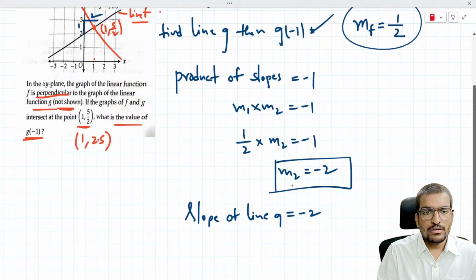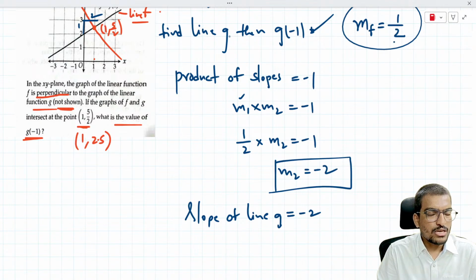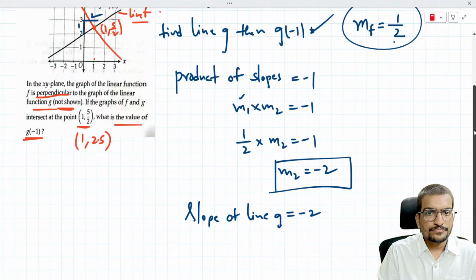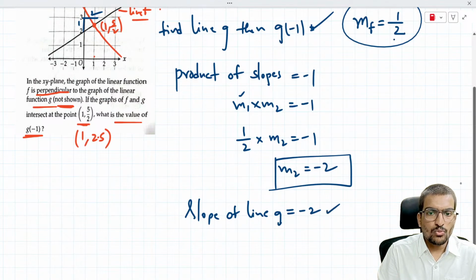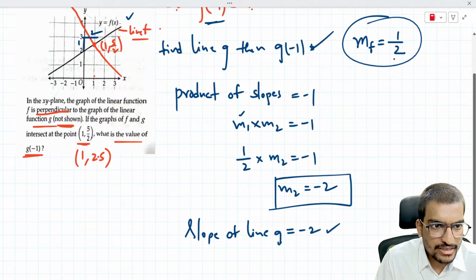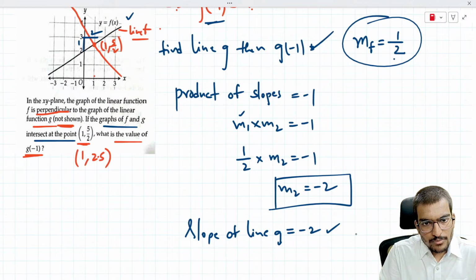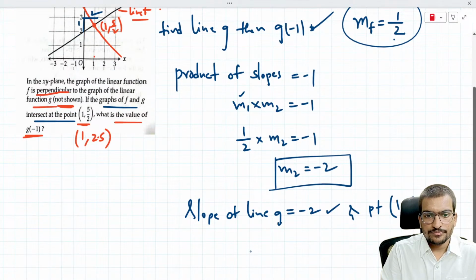Yes, you see here, I just found the slope of line g just using product of slopes, and I have a slope of f is 1 by 2 from the graph, which is by using rise by run I got that 1 by 2. Now I have slope, and I need one more thing. What is that? A point. They said it clearly, the graphs f and g intersect at one point. So I have another point. Slope of line g is -2 and point 1 comma 5 by 2 I have. I can make the equation now.